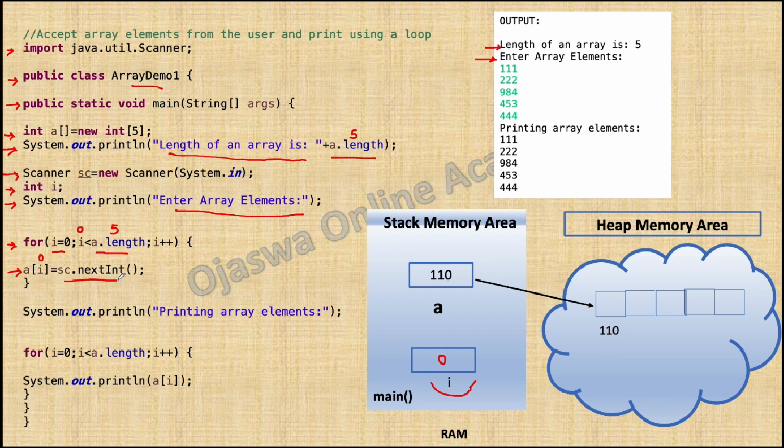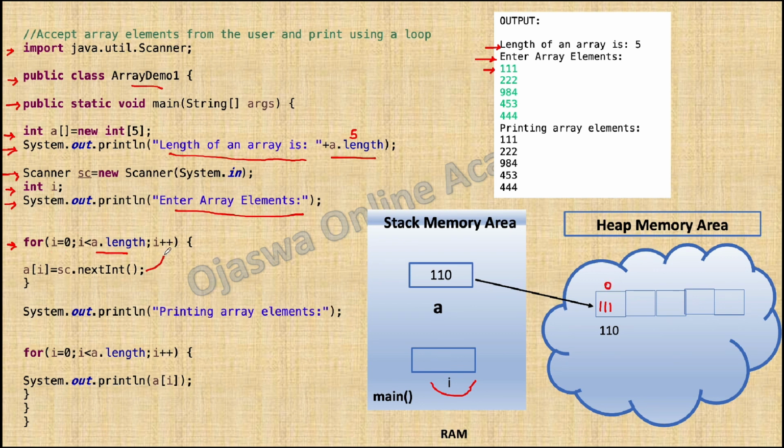Now sc.nextInt() will scan the user entered input in integer format. So suppose the user enters 111. This number is stored in array a. An integer number is stored at the 0th index of array a. That means over here, this is your 0th index. The first user input will be stored.